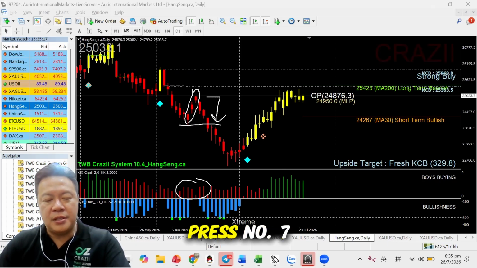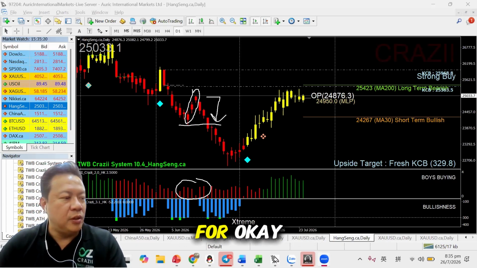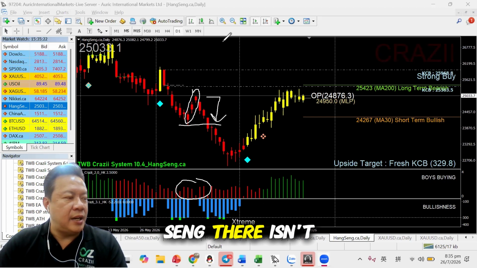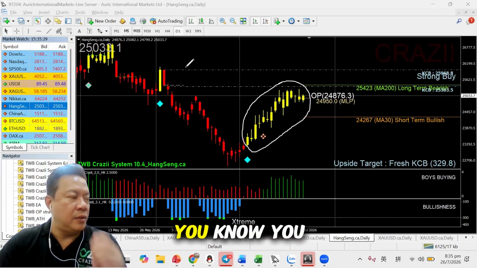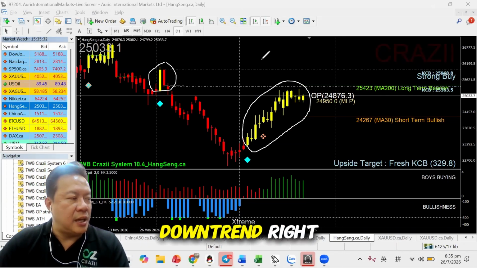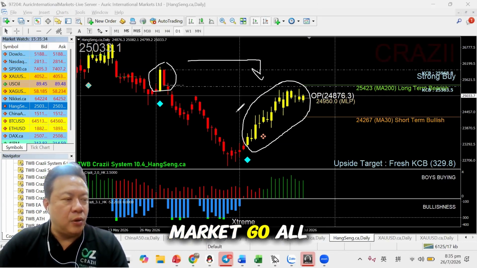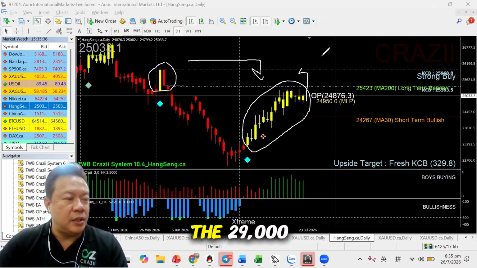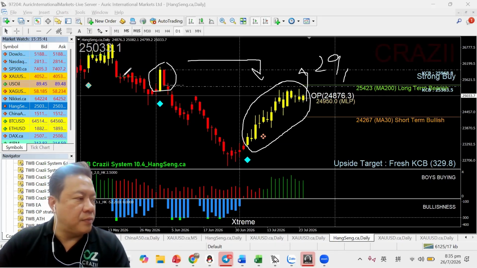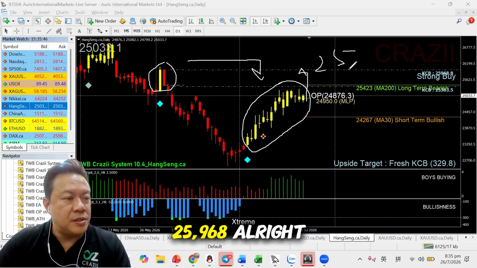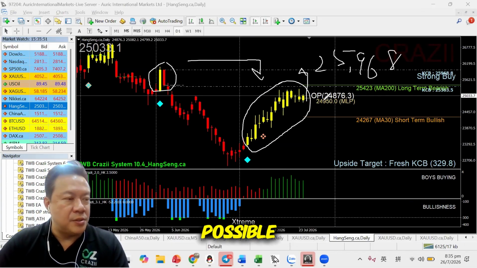If you can, press number 7. That will be the next number to watch out for. So for the Hang Seng, is there any trend? Yes, there's a trend. Look at the yellow cluster they have. You can see that this is a downtrend. So unless the market goes all the way up to hit 25,968, it's actually very possible.